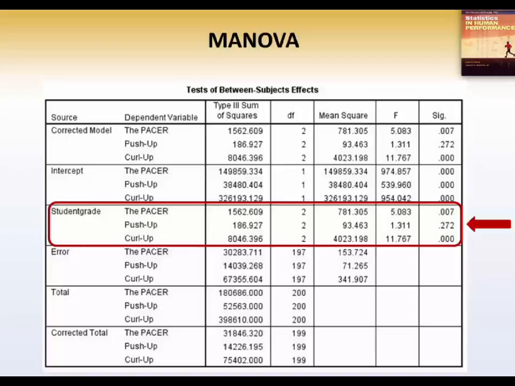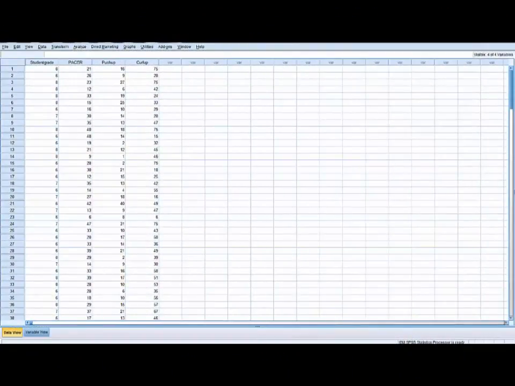We'll now move to illustrating how to conduct a MANOVA with this data set. As usual, here is our data view SPSS sheet that shows we have an independent variable, student grade, and our 3 dependent variables, the PACER laps, push-up, and curl-ups, 3 physical fitness tests. So in a sense, we want to test whether or not this package of fitness variables differs as a function of student grade, grade 6, 7, and 8.